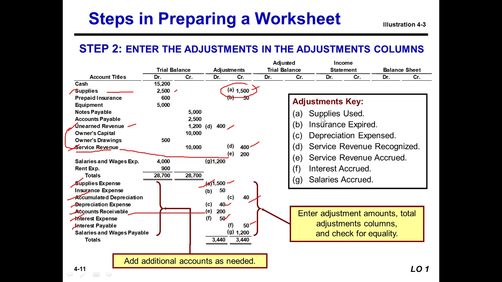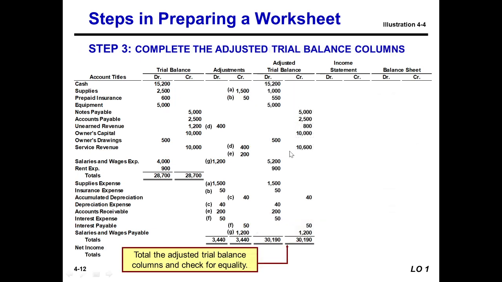And the adjustment key, we have 7 keys here: supplies used, insurance, depreciation, service revenue recognized, service revenue accrued, interest accrued, and salaries accrued. These 7 points. Okay, so now the adjusted trial balance. This is our third column. Trial balance, adjustments, and adjusted trial balance.